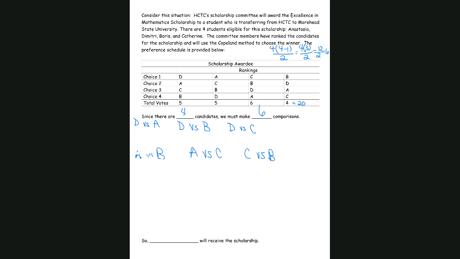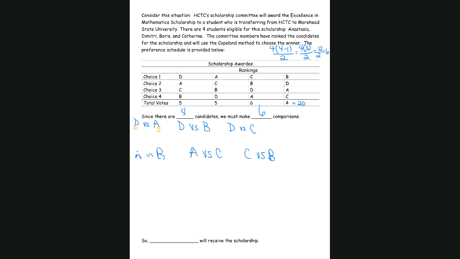All right, so let's take a look. Dimitri, I might, since these are close together, use a different color. So let's compare Dimitri to Anastasia. So everywhere, every column that Dimitri is higher than Anastasia, Dimitri gets those points. So Dimitri is higher than Anastasia here, so Dimitri gets 5 points. Dimitri is not higher than Anastasia there, so Anastasia gets those 5 points.